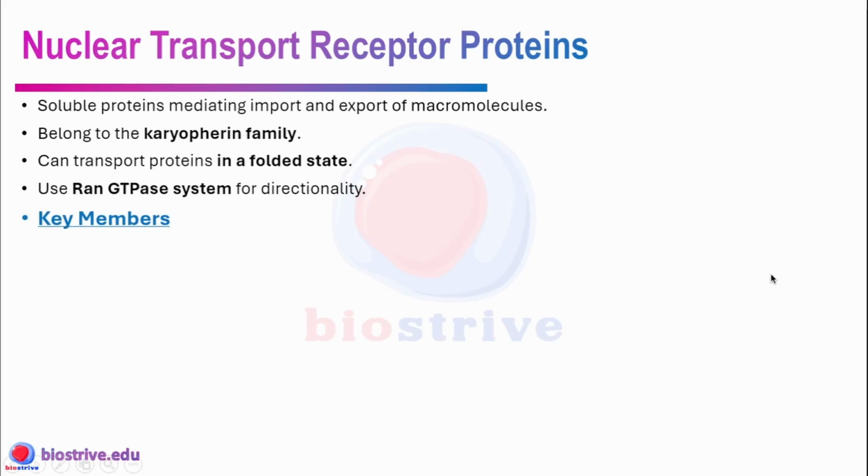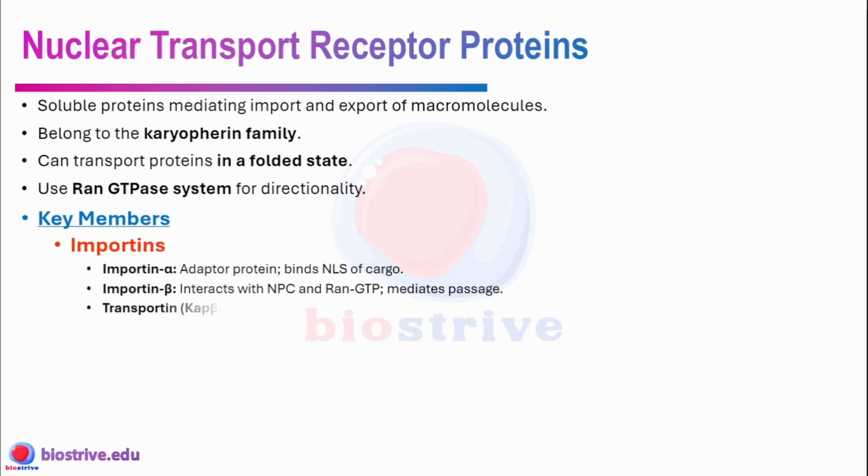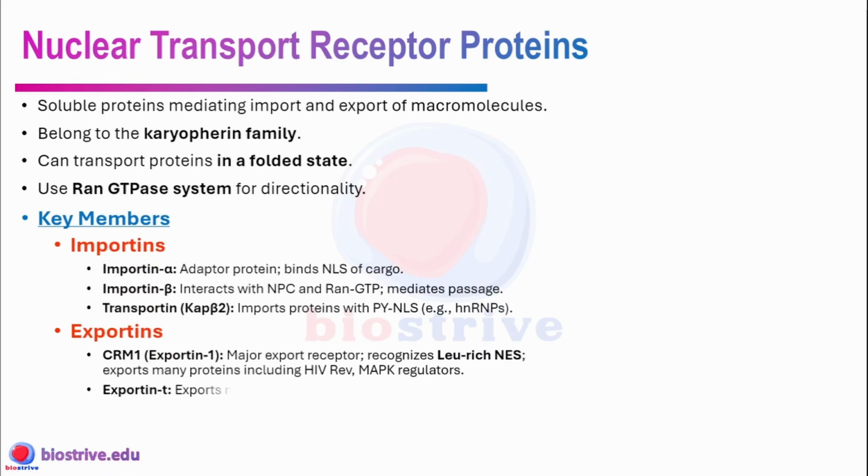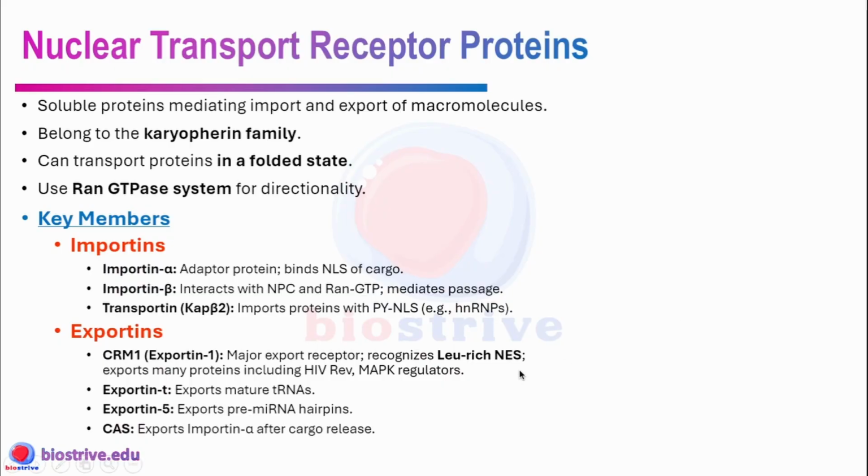What are the key members of these nuclear transport receptor proteins? I talked about two key members: one is importins and the second is exportins. There are several types of importins. For our interest, we will study importin alpha and importin beta. As I already stated, importin alpha can bind directly, or it can act as an adapter for importin beta.